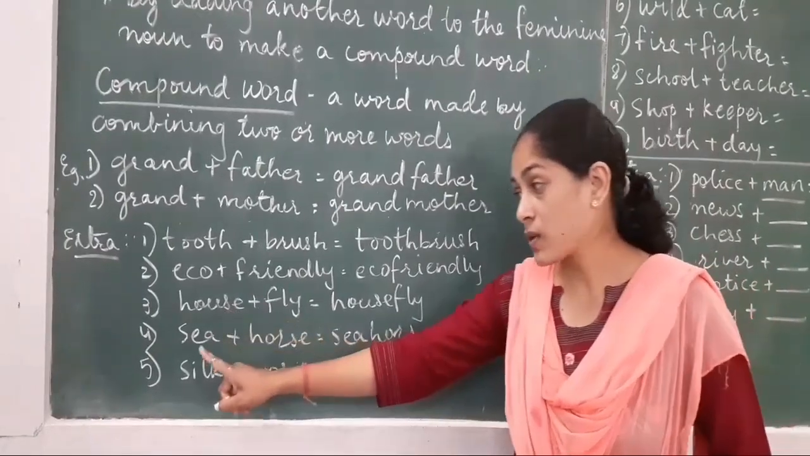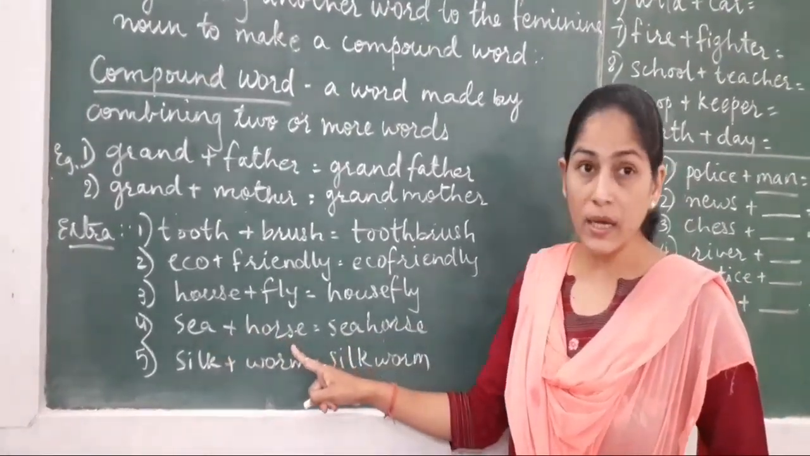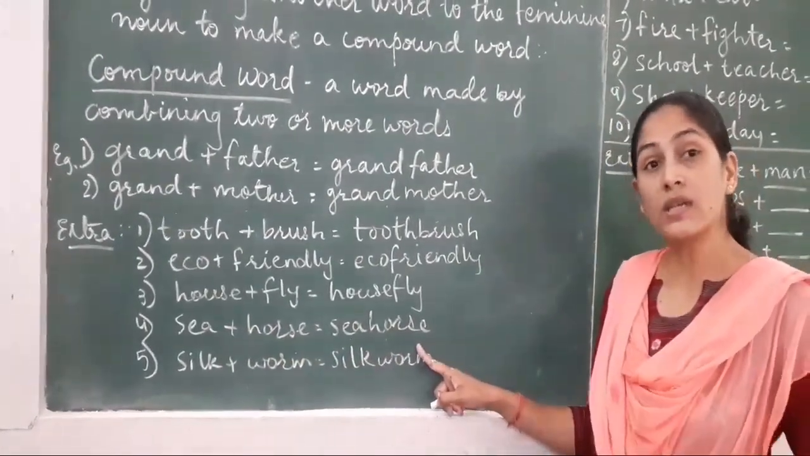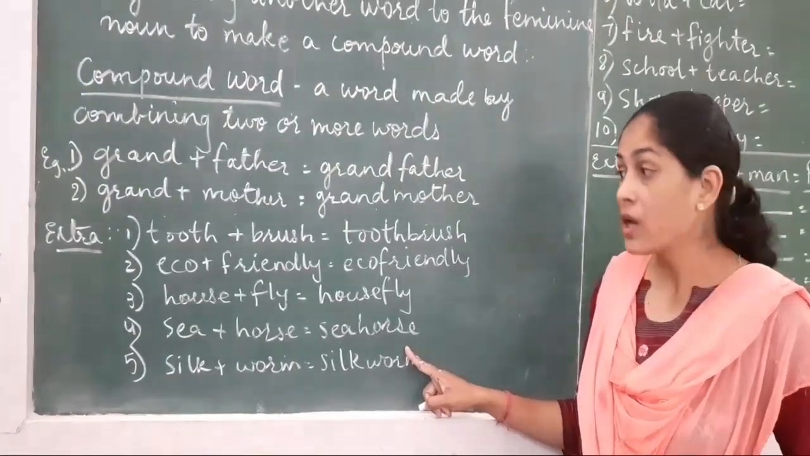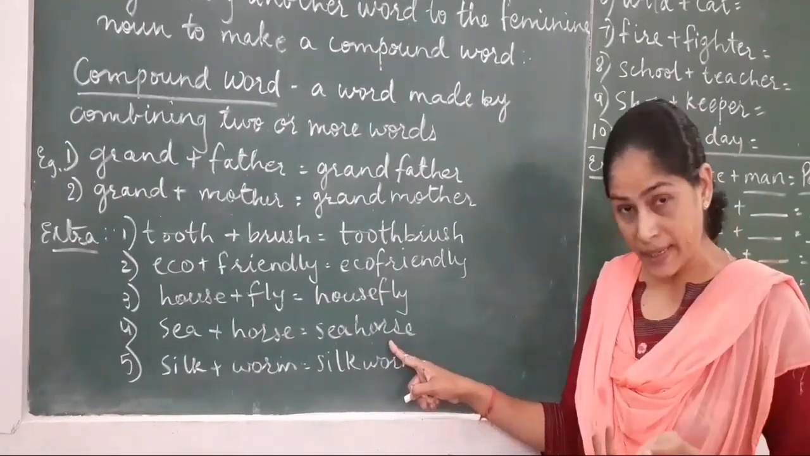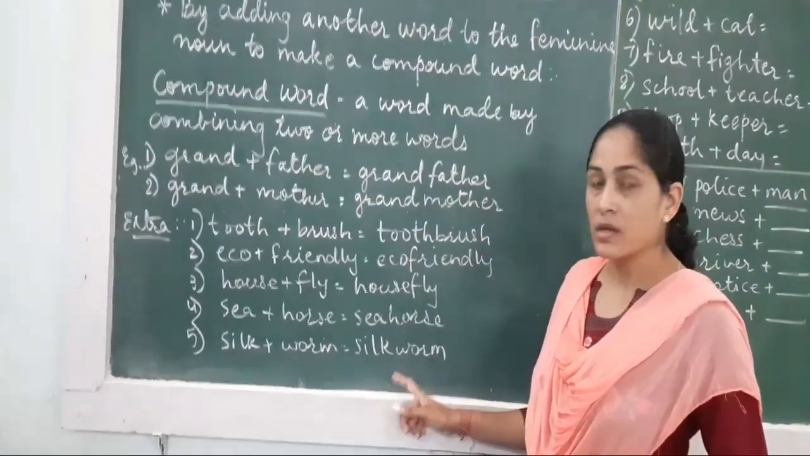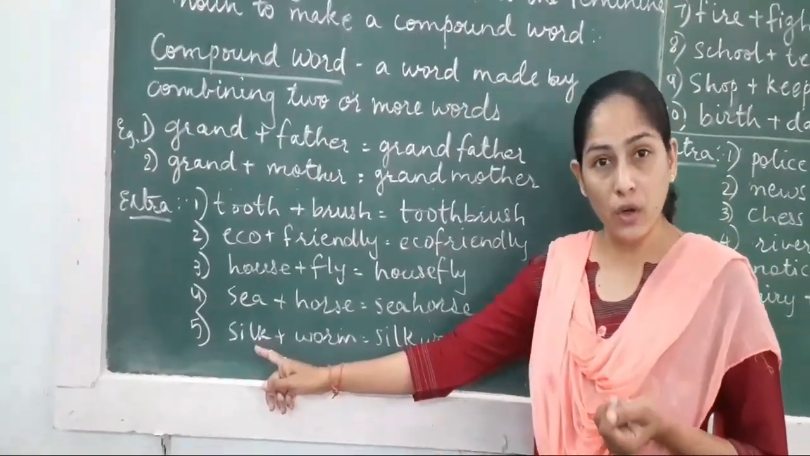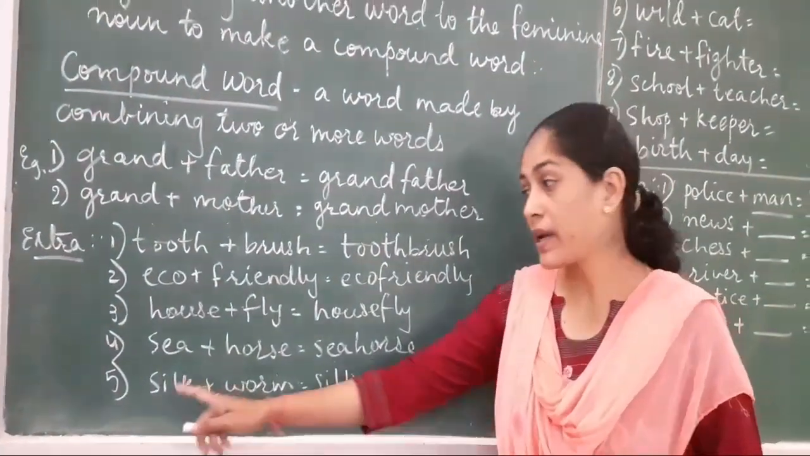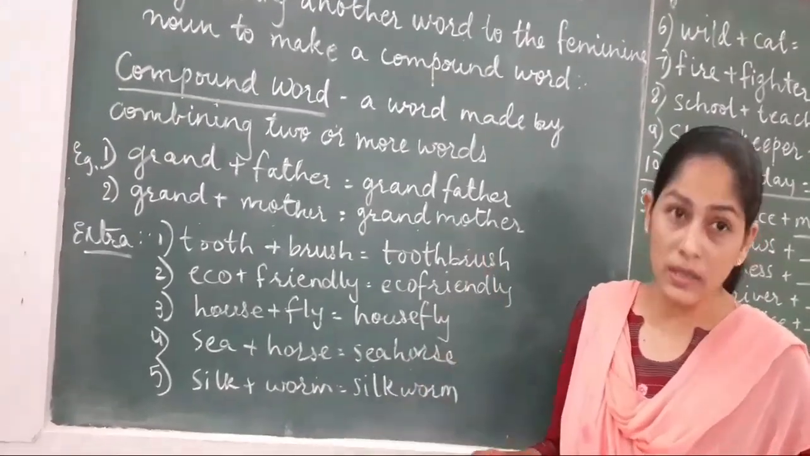Okay. Next one, sea plus horse. Sea यानी समुंदर. Horse we know it's an animal. When you add these two words, it means seahorse. Now seahorse is a different marine creature. So by adding two different words, you are getting a new word which has a different meaning. Next one, fifth, silk plus worm, that is silkworm. Silk we know it is a very soft cloth. Worm we know it's a creature which crawls. But when we mix these together, we get a new word, that is silkworm, the worm which produces silk.